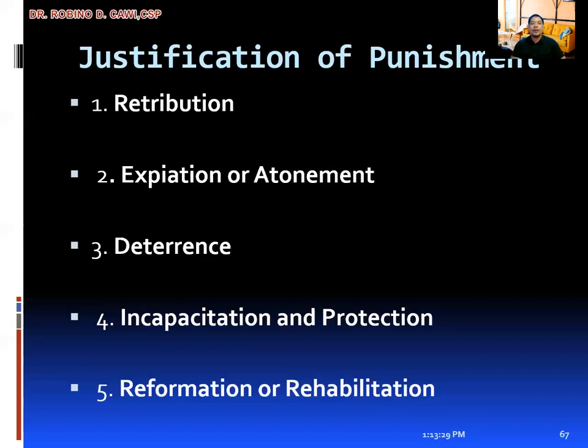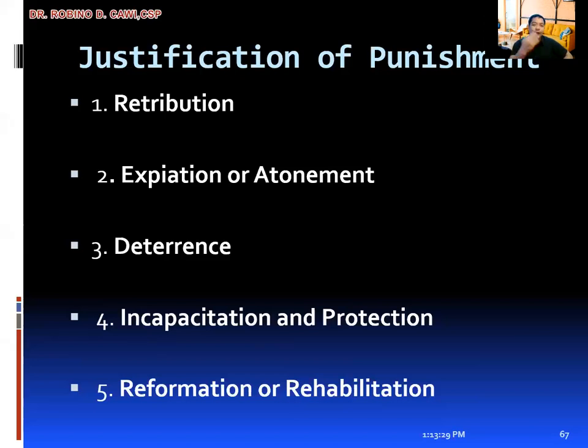And then we also have the so-called expiation or atonement. When we speak of expiation or atonement, this is a concept whereby the purpose of the state in giving punishment is simply to satisfy the offended public or group. The question is, why do we need to satisfy the offended public or group? We need to satisfy them to prevent them from engaging in what we call retaliation. We do not want them to retaliate personally against the offender, because that will bring about another crime, which will become a problem of the society as well. And we do not want that to happen.